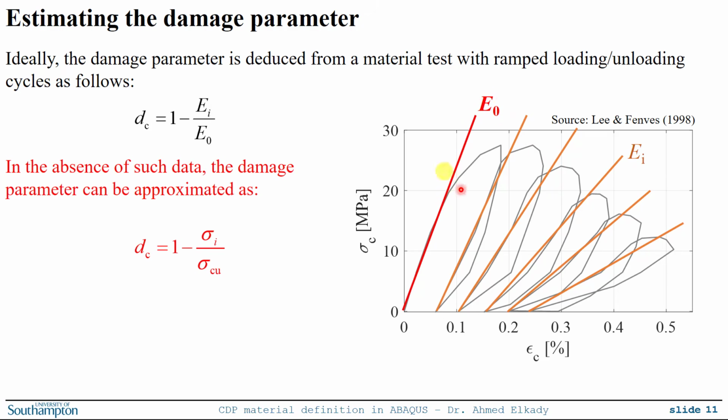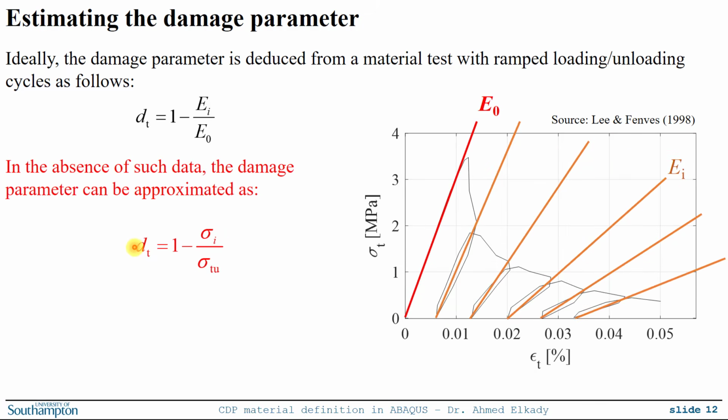Now, of course, if you don't have this kind of data, you didn't conduct this kind of test, which most probably most of you do not have, then in the absence of such data, the damage parameter can be approximated using this formula over here. You just take 1 minus sigma i, whatever the stress that you are at, divided by the ultimate compressive strength. So this is an approximation. Again, in literature, you might find other formulas as well to deduce the damage parameter.